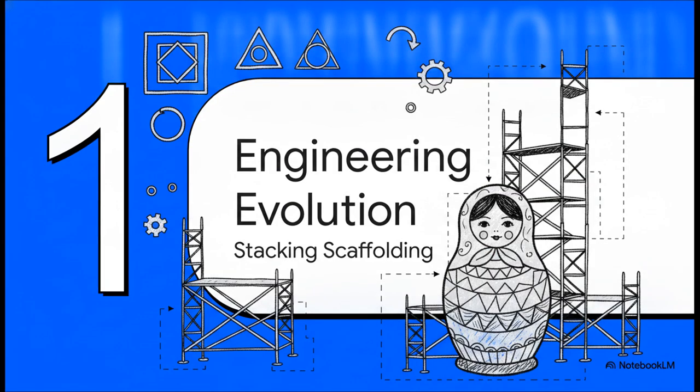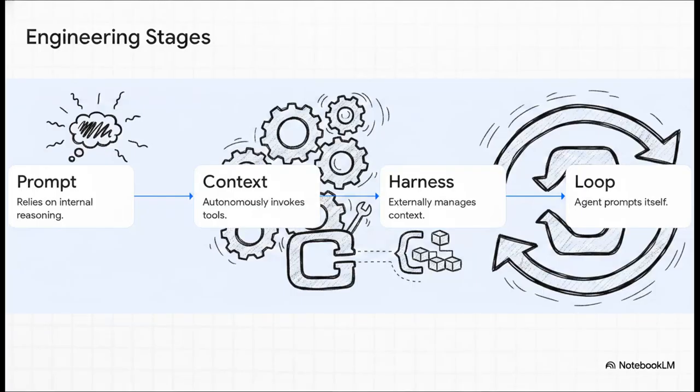Starting with section 1, the AI engineering evolution, and stacking the scaffolding. So think of this entire evolution sort of like a set of Russian matryoshka dolls. Every new phase we've seen hasn't actually replaced the last one. Instead, it's a brand new layer of external scaffolding that was built specifically to solve the limitations of the layer right inside of it. First, we had prompt engineering, then came context engineering, then harness engineering, and finally loop engineering acts as this latest outer shell. Basically, as AI tasks grow more and more complex, we're essentially just stacking one operational loop right on top of another. Let's briefly break down exactly what these earlier layers were designed to do.